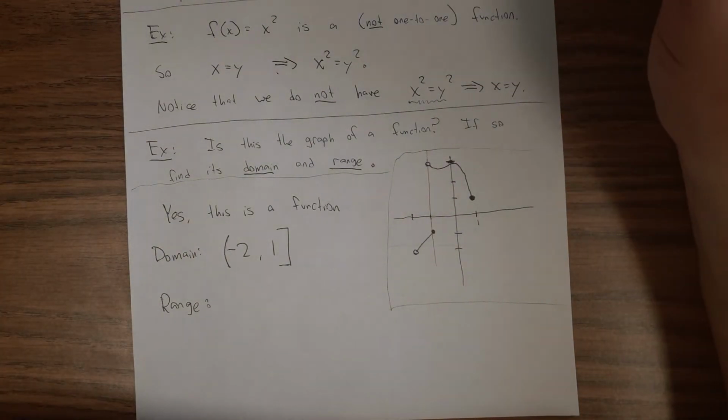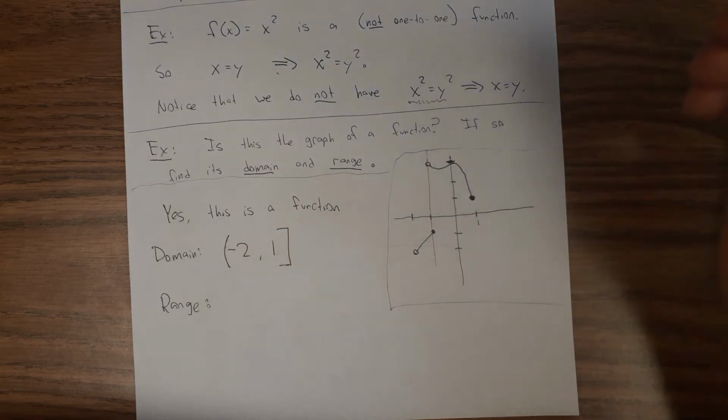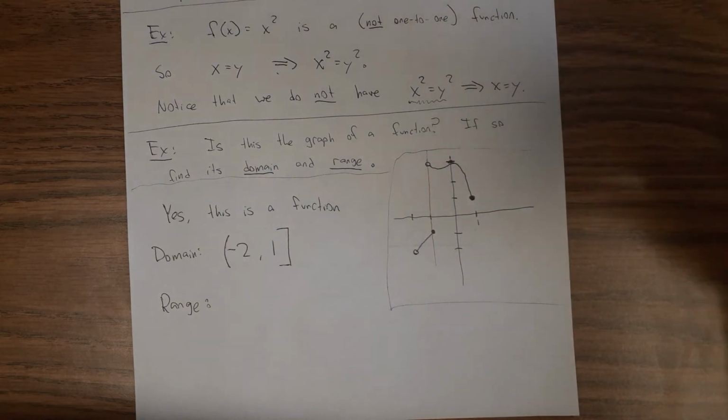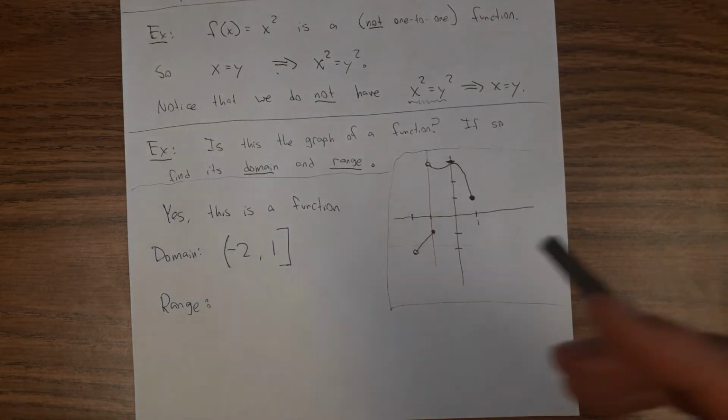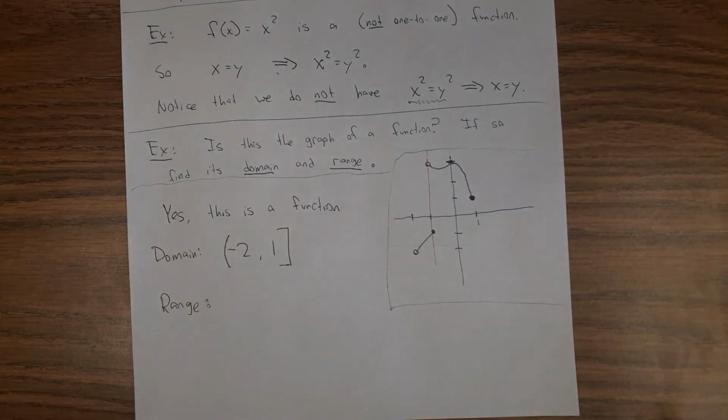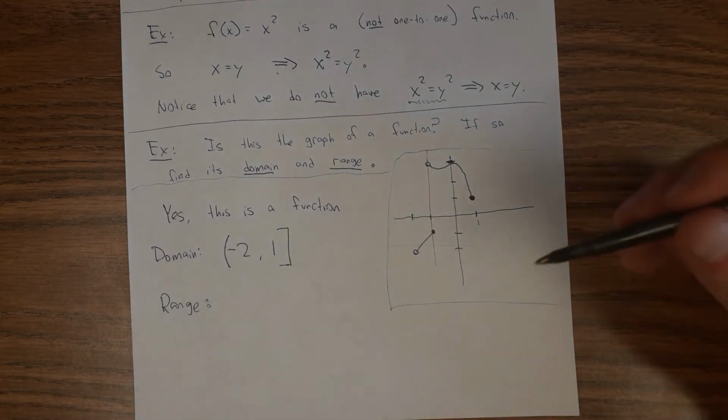So now let's talk about the range. The range is the set of y coordinates. So I'm going to do something similar, except I'm looking at y coordinates instead of x coordinates. So for the domain, I went from left to right. For the range, let me go from bottom to top. So what's the smallest y coordinate?